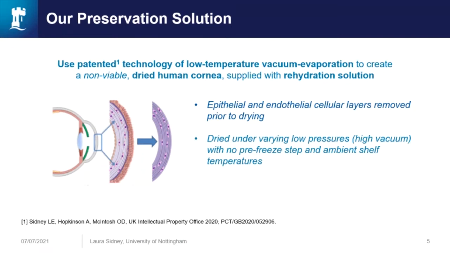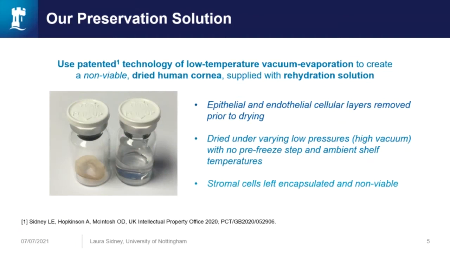Then we do a drying step where we use varying low pressures by applying a vacuum. This is different to freeze drying because there's no pre-freeze step and at no point does the cornea freeze, so we don't get any freeze damage. What this leaves is that there are still some cells in it, but they are left encapsulated and non-viable. This is just an image of the product, the dry cornea, next to a rehydration solution that we've had to develop that controls swelling.